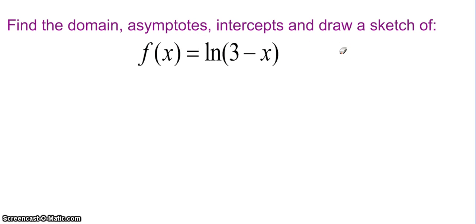Alright, next I want you to find the domain, the asymptotes, the intercepts, and draw a sketch of f of x equals the natural log of 3 minus x. Pause the video, unpause when you want to see your work, or want to see the answers, I guess.